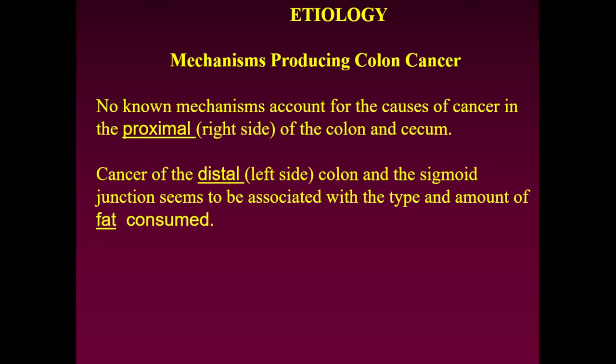Mechanisms producing colon cancer. No known mechanisms account for the causes of cancer in the proximal colon. We use the terminology proximal colon to mean the right side of the colon, including the cecum, the ascending part of the colon, and the hepatic junction of the colon. We call it the right side or proximal side.